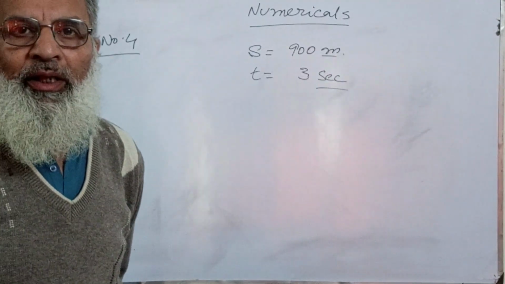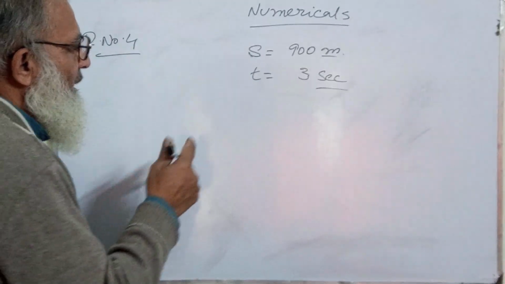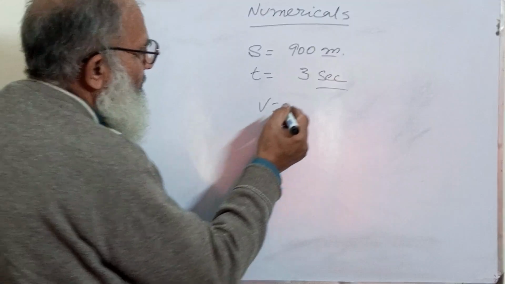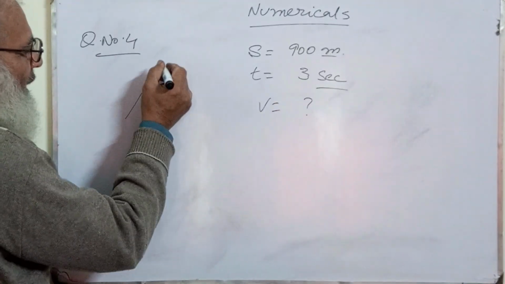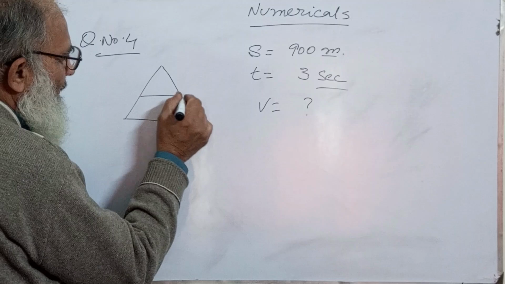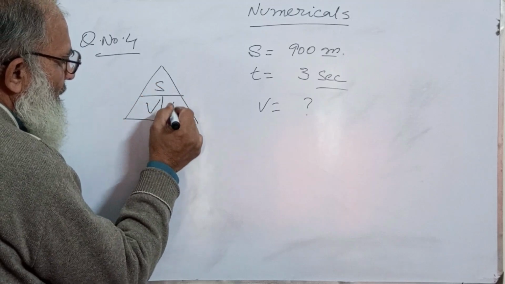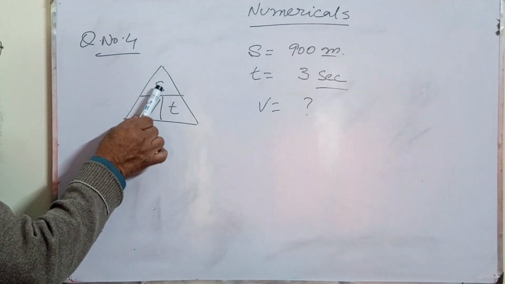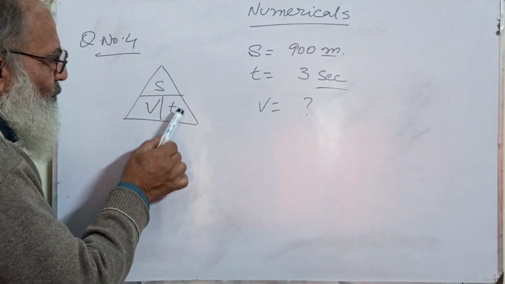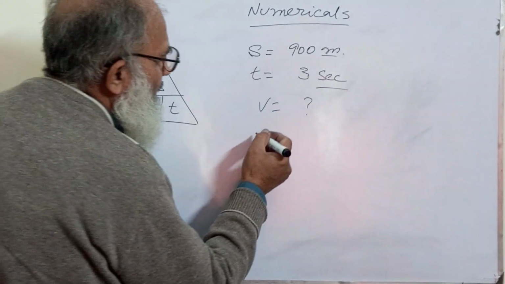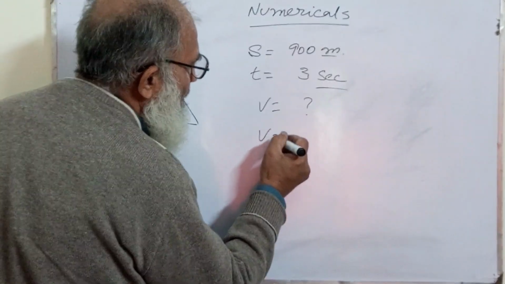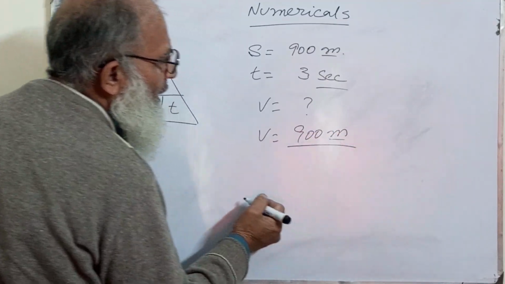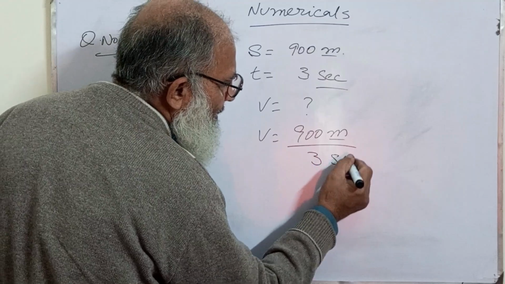We'll get the answer in meters per second, and what we have to find is its speed. I've already told you S is equal to Vt, a triangular formula. When we have to find V, we just divide S by T. So it is very easy. V is equal to 900 meters, write the units with them, divided by 3 seconds.